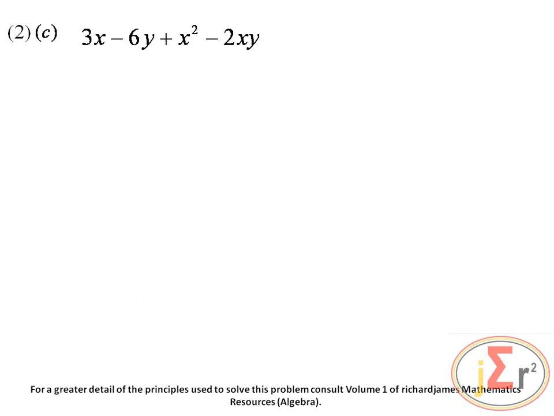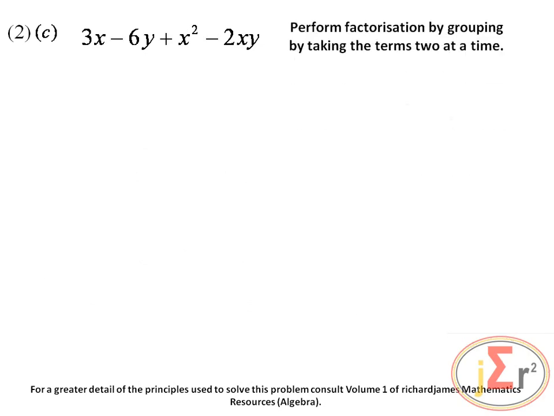We have a quadratic expression. It is a quadratic because it has 4 terms. We have a quadratic expression to factorize. So we are going to be using factorization by grouping. So we will of course take the terms 2 at a time. So we need to find the common factor of these two.